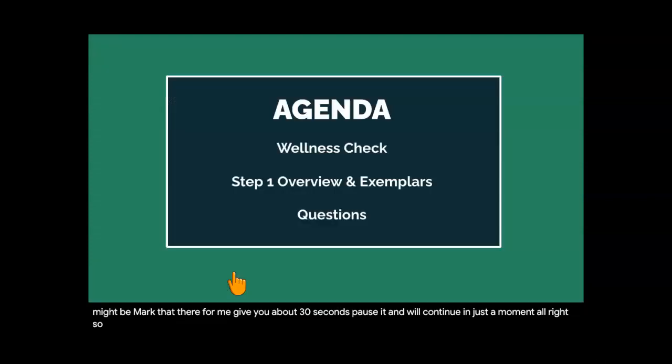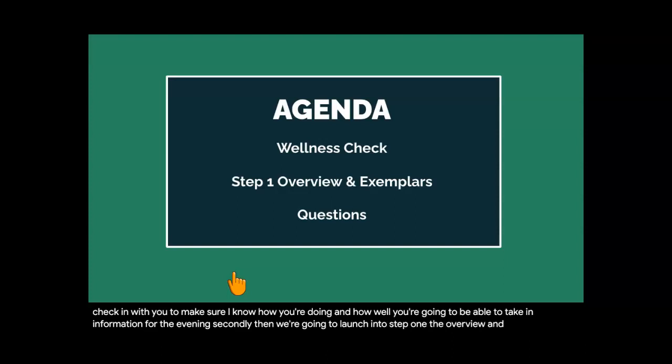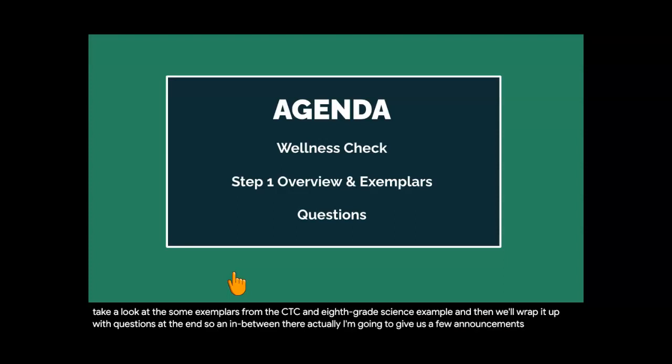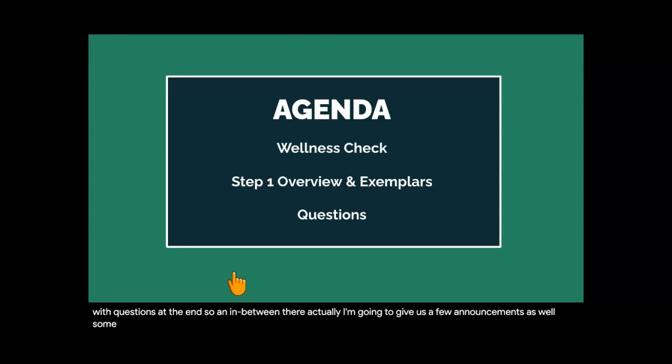All right, so let's move forward then. Our agenda this evening is we just finished the wellness check, so I love to always check in with you to make sure I know how you're doing and how well you're going to be able to take in information for the evening. Secondly, then we're going to launch into step 1, the overview, and we're going to take a look at some exemplars from the CTC and an 8th grade science example. And then we'll wrap it up with questions at the end. And in between there, actually, I'm going to give a few announcements as well, some supports for you.